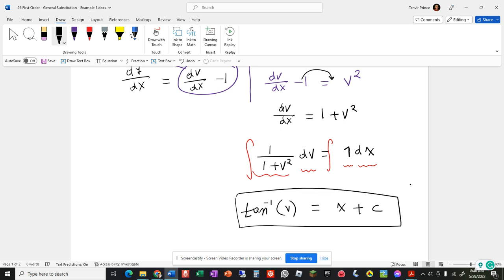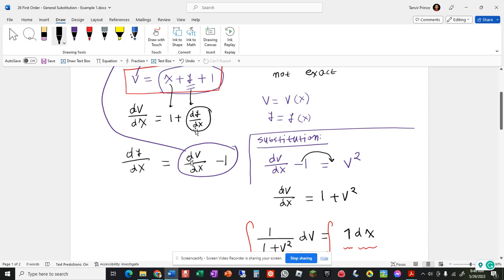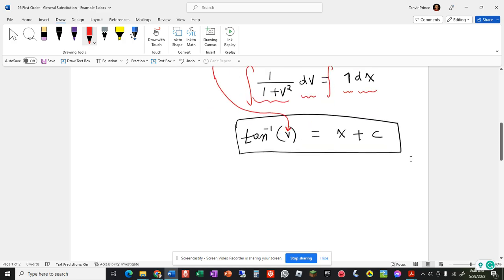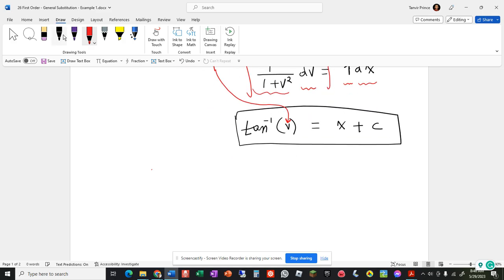But we're not done. We have to replace v by what is my v. So my v is x plus y plus 1. So this goes in place of v. So let's go ahead and do that. So I get tan inverse of x plus y plus 1 equal to x plus c.